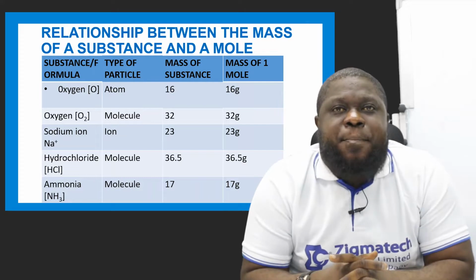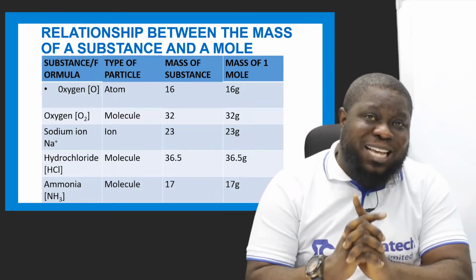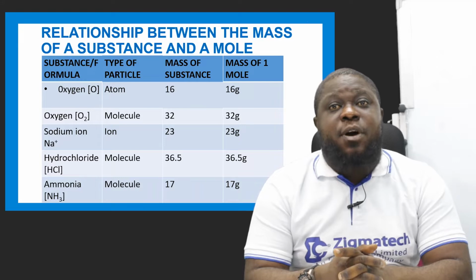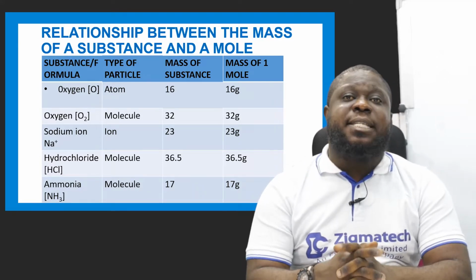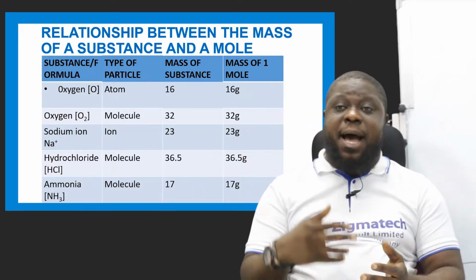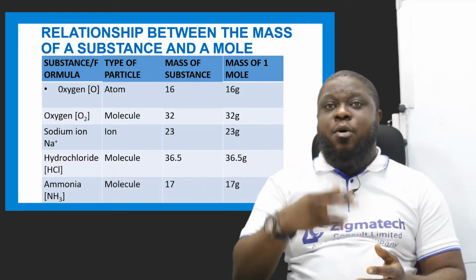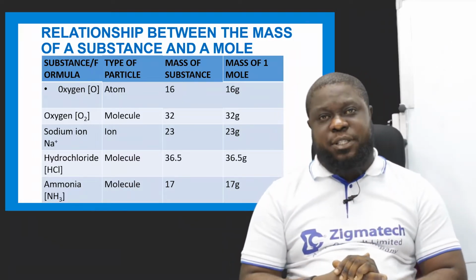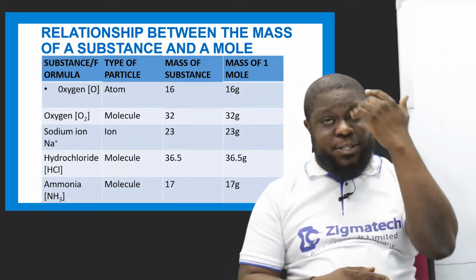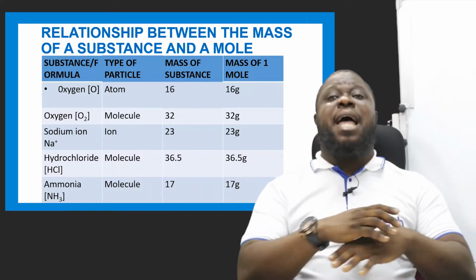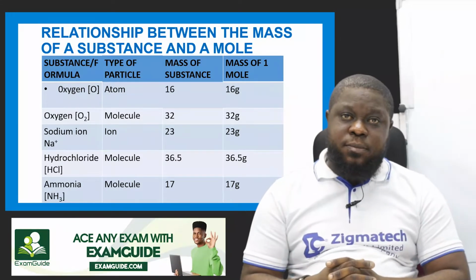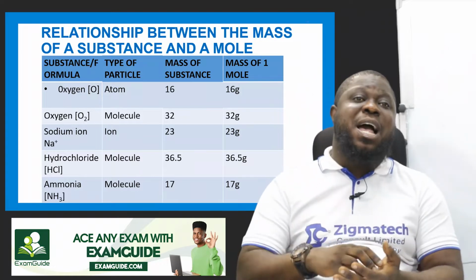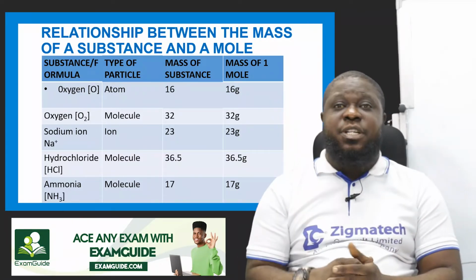Now, the type of particle of oxygen is an atom. The mass of substance is 16. All the masses, whether formula mass, molecular mass, or molar mass, every single mass of oxygen is 16. Why? Because oxygen has a mass number of 16. So any type of mass you want to call it, as long as it is tagged mass, oxygen is 16.